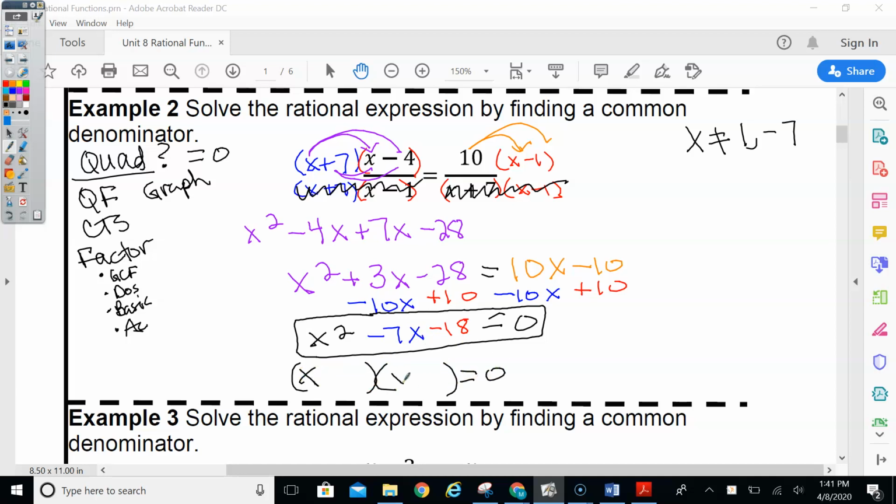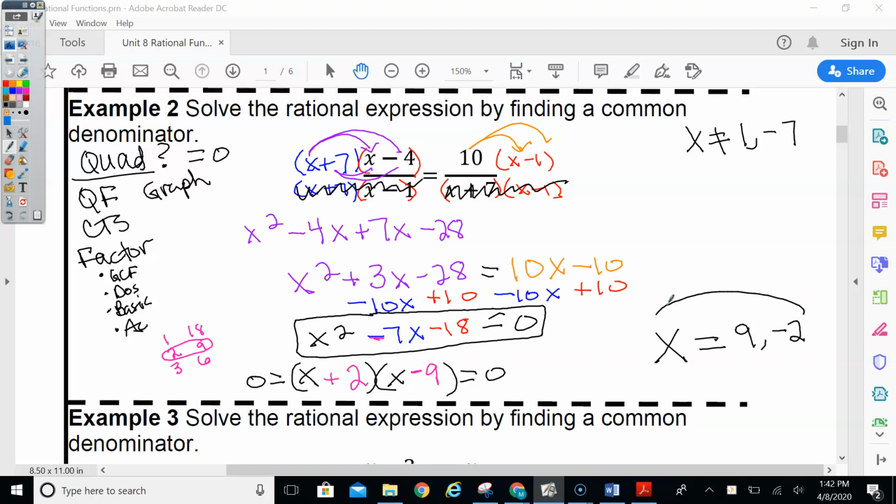So x, factors of negative 18 that add to 7. So 18, there's 1 and 18, 2 and 9, 3 and 6. So 2 and 9 is the one that I want, with the bigger one taking the negative sign. So this is our factored form. When we solve it, it actually wants the solutions. So that means we set each factor equal to 0 and solve. So here, if we add 9 to both sides, we get x equals 9. Here, if we subtract 2 from both sides, we get x equals negative 2.